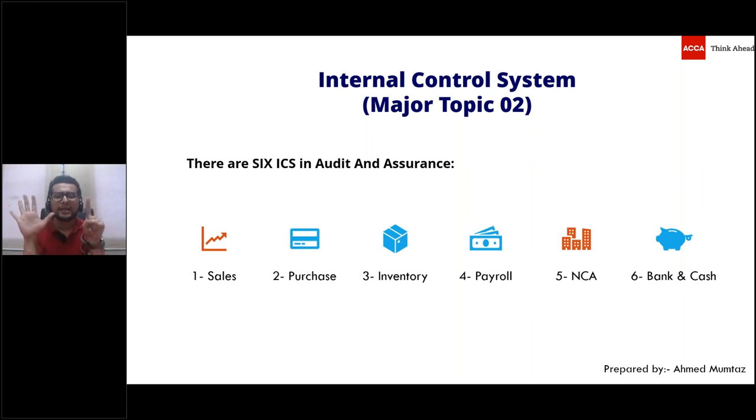There are 6 internal control systems in the AA syllabus. Before I move on to those 6 internal control systems, I need to make you understand what I mean by internal and what I mean by control systems. Internal means that whatever I'm going to tell you would be designed and implemented by the management itself. So the control systems, which are called internal control systems, are never designed and never implemented by the external auditor. Internal means they are going to be designed and implemented by the board of directors, by the management itself.